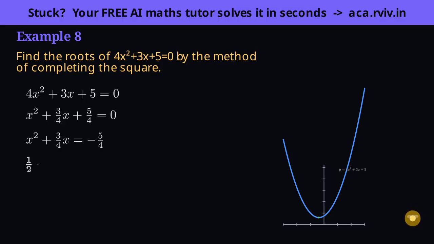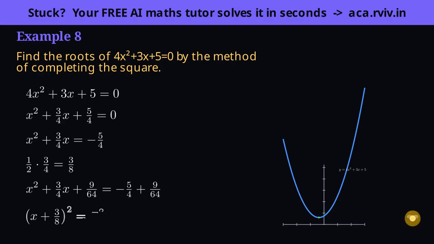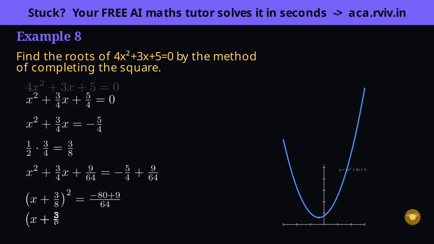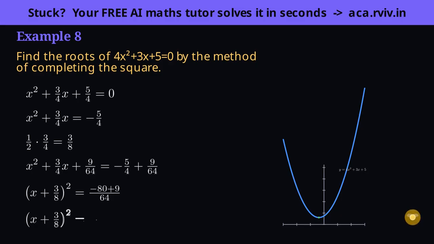Half of the middle coefficient 3/4 is 3/8, again the b over 2 from the picture. Add its square, 9/64, to both sides to keep the balance. The left folds into x plus 3/8, all squared, just as designed. On the right, put both terms over 64 to combine them. Simplify the right, minus 80 plus 9 is minus 71, so the right side is minus 71 over 64, a negative number. This is the moment to pause.